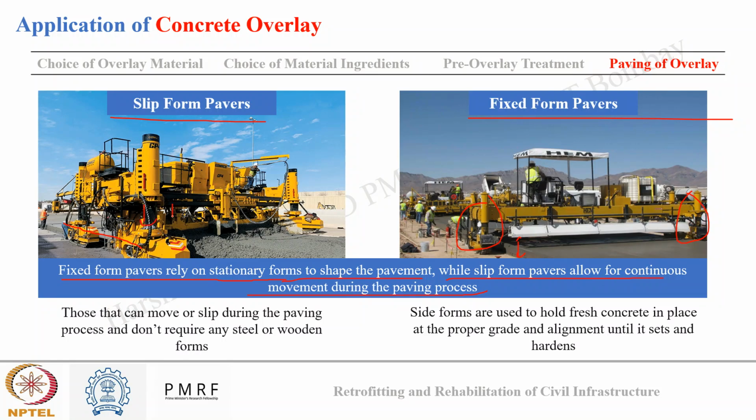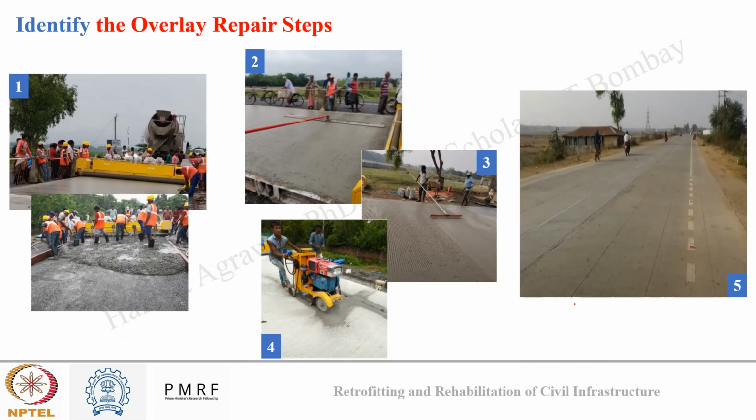So internally there are vibrators in this paver which help us to compact the pavement. Okay, so in case of slip form paver, they can move or slip during the paving process, and they don't require any steel or wooden forms. While in the fixed form paver, there are side forms that are used to hold the concrete in place at a proper grade and alignment until it sets or hardens. These are the properties of both the pavers.